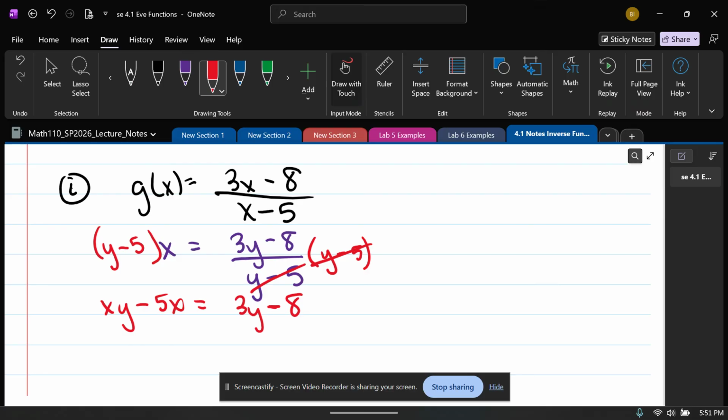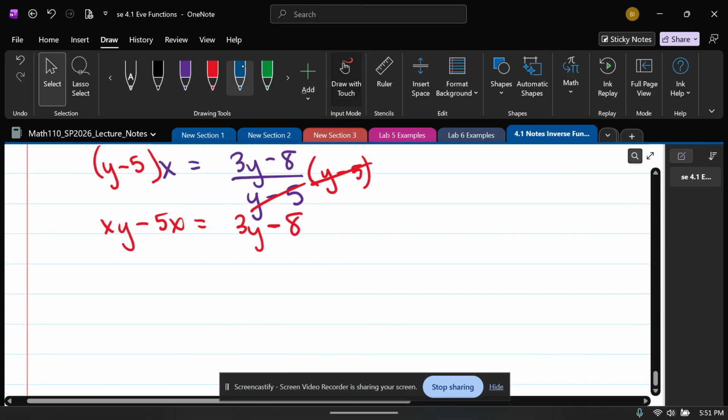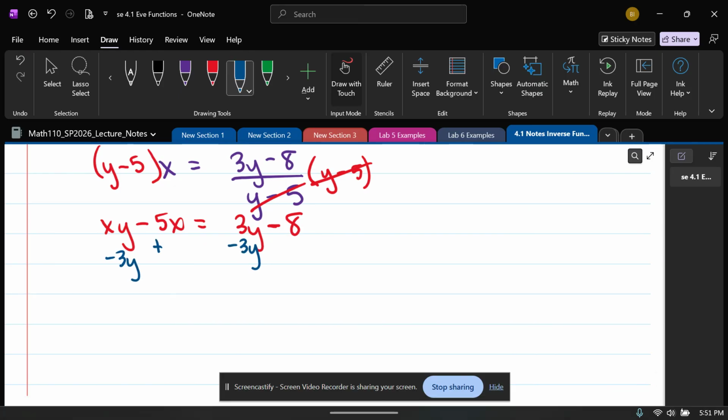Now, move the y's to one side, the things that don't have y to the other. Doesn't really matter which side you go to. Can we do both at the same time? That's what I'm going to do. I'm going to move the 3y and the 5x at the same time. So I'm going to move the 3y by subtraction and the 5x by addition. I'm just doing that all at once. Is that what you mean? Yes. All right. So the 3y on the right cancels out. The 5x on the left cancels out.